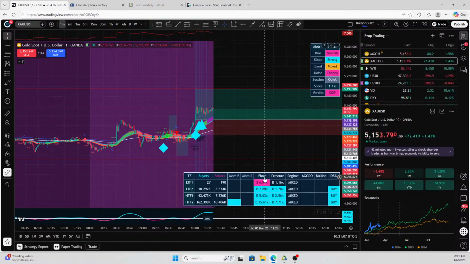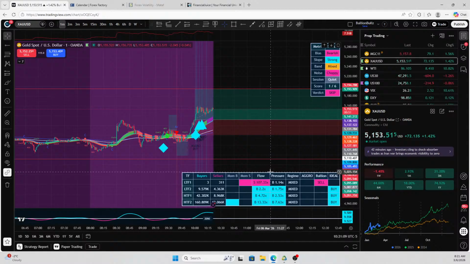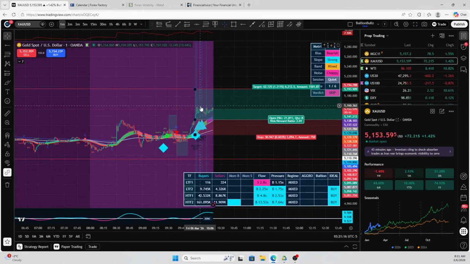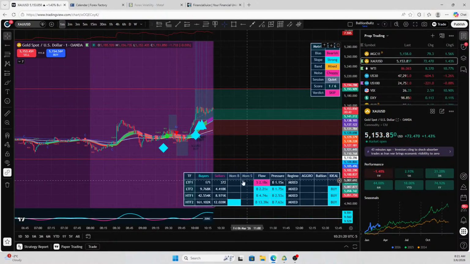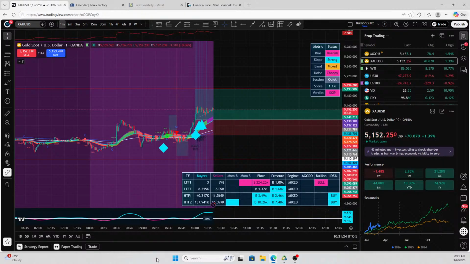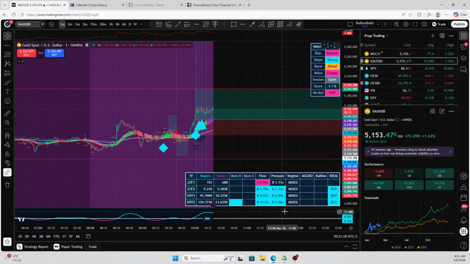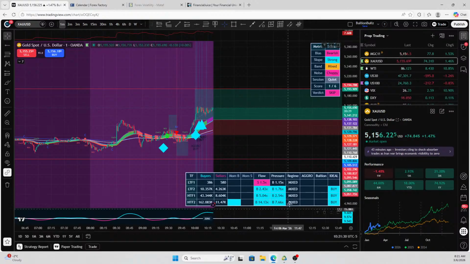Sellers came in. However, we can see the sellers are only active on the 1 minute time frame, and other than that it's just the buyers. You can see sellers are starting to come in here, and lower time frames are pointing us to selling. However, higher time frames are pointing us to buying. The pressure is still heavy, so buying is still valid.